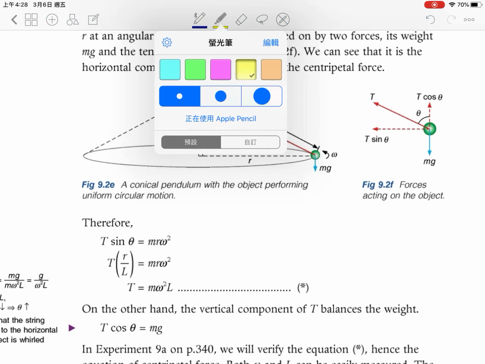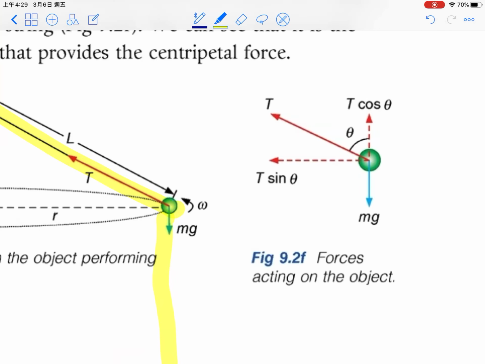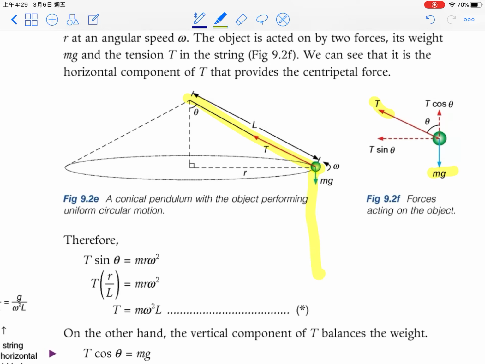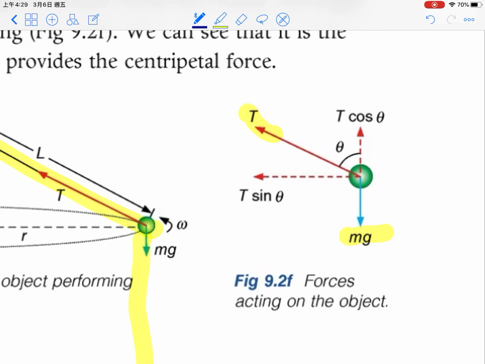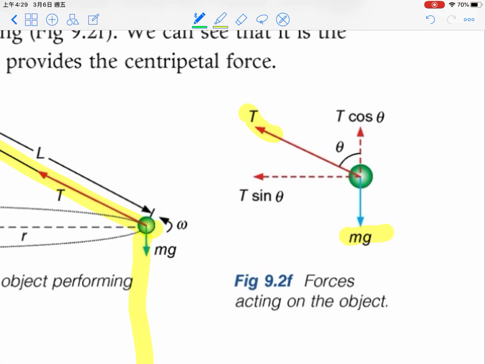Okay, how can we verify the equation of centripetal force? Now, you see, in this case, we have tension, and also we have weight. So two forces act on the rubber band: tension and weight. You can see the object is moving in a horizontal circle. So we can resolve T into two components, that is Ty and Tx.